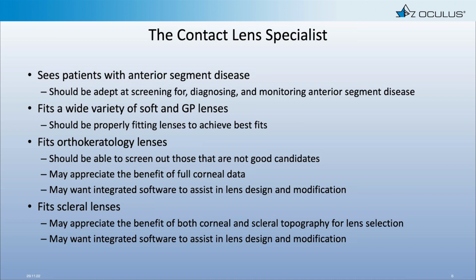And we should be able to screen out those patients who are not very good candidates for Ortho-K before we embark upon the process, because it may be down the road it's hard to detect issues as we reshape that cornea with lenses. We also probably benefit from having full corneal data if we're going to fit Ortho-K lenses to a very high level. And the same with scleral lenses. We'd love to have some scleral topography, scleral shape information to better fit our scleral lenses.